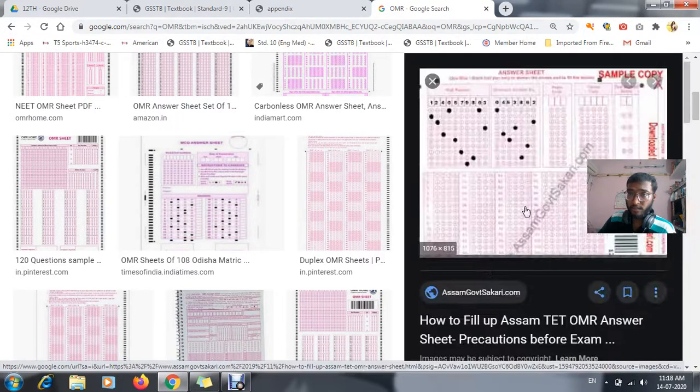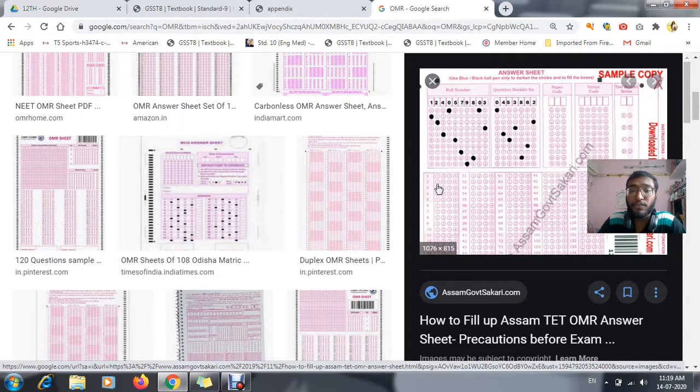After writing this, we will write the MCQs. You will get a question paper, and the question paper will have a question and 4 options. After verifying the options, that means the correct answer, we have to mark it. We don't tick mark, we just circle the correct answer.